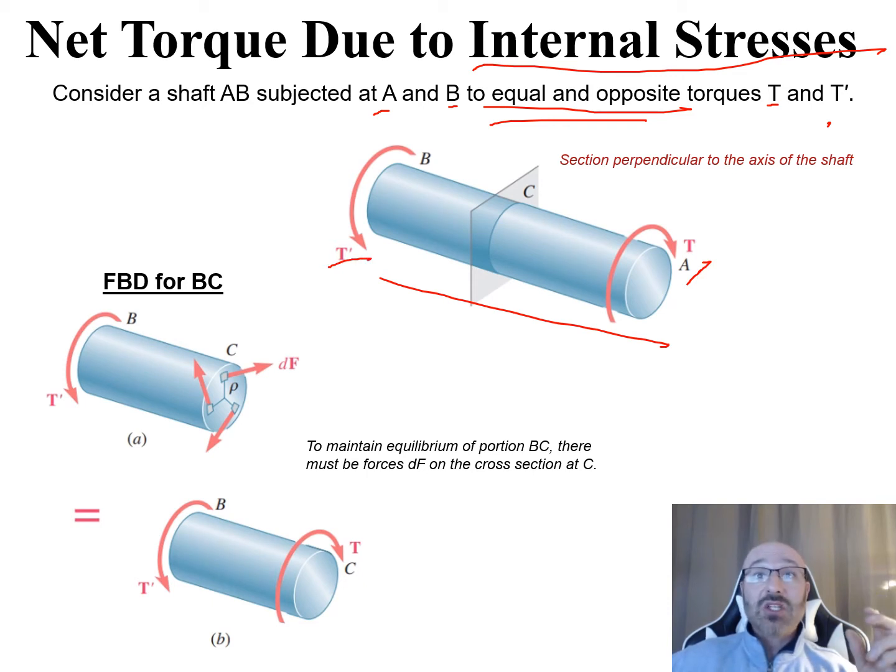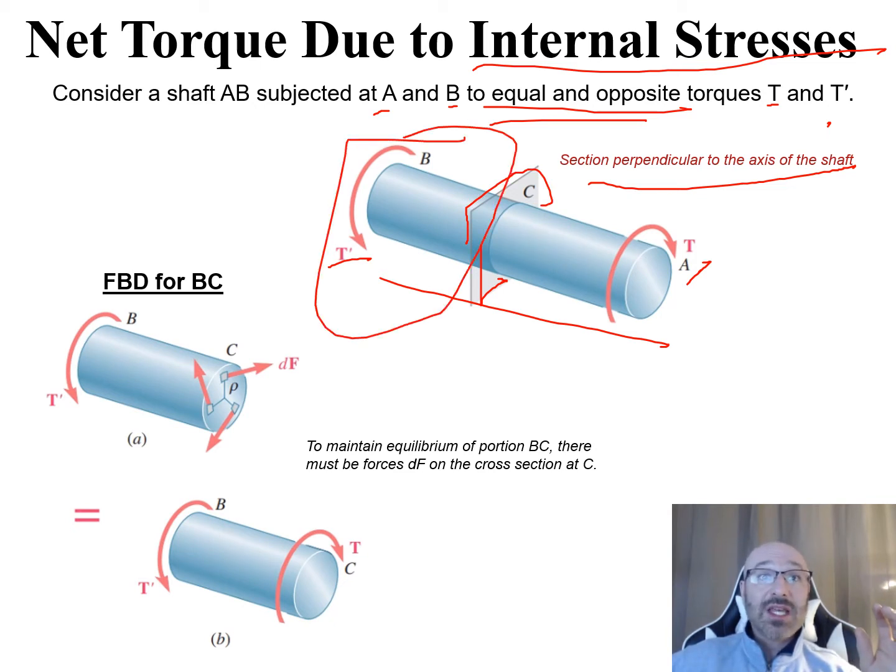We take this section perpendicular to the axis of the shaft right here at C. So we can see that right there. For the section C, we cut this here at C, so now we have the section BC that we're looking at down here. Now we want to create these free body diagrams as we're going through and solving the problems here.